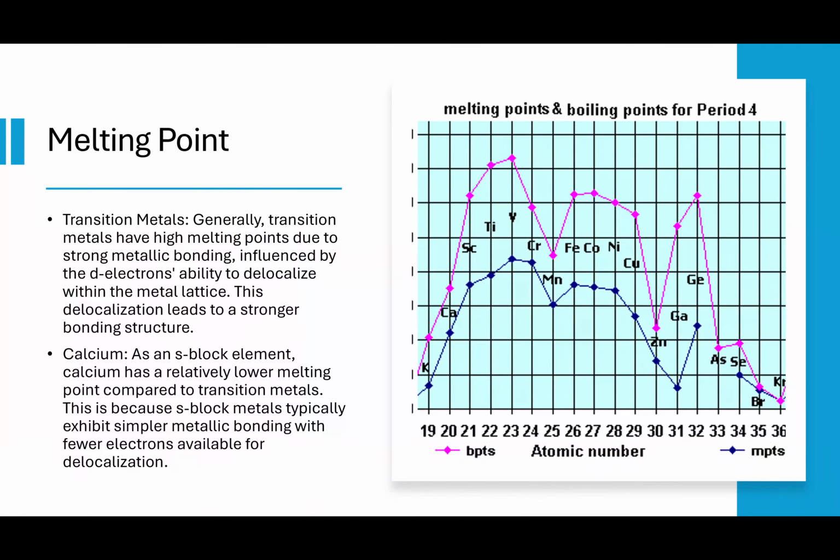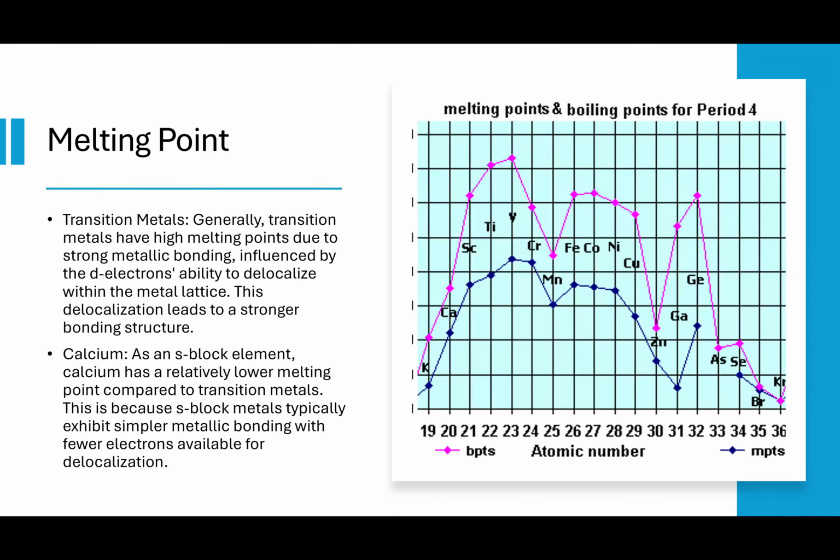Okay. So the melting point, we start here as the syllabus describes. The melting point we must look at, right? So transition metals generally have high melting points due to the strong metallic bonding influenced by the d electrons' ability to delocalize within the metal lattice. This delocalization leads to a stronger bonding structure. We know that metallic bonds are characterized by delocalized electrons.